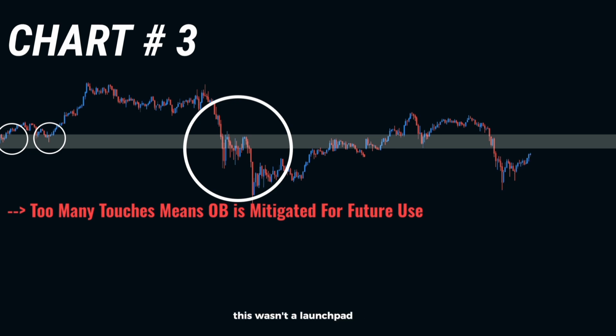This wasn't a launch pad. It was a temporary resting place. When the market finally moves away, the move originates elsewhere. That's why this is an invalid order block. The zone never demonstrated authority. It only delayed the inevitable.